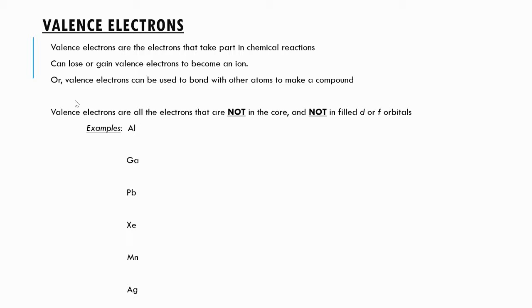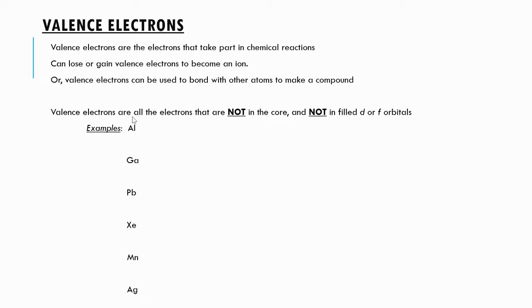All right, so that's how you do it before. Sometimes it's a little more tricky if you have valence electrons in the transition metals, or for ions it can also get a little bit tricky. So valence electrons are electrons that take part in chemical reactions. We can lose or gain valence electrons if we have an ion, or valence electrons can be used to bond with other atoms to make a compound. So they're the reactive electrons.